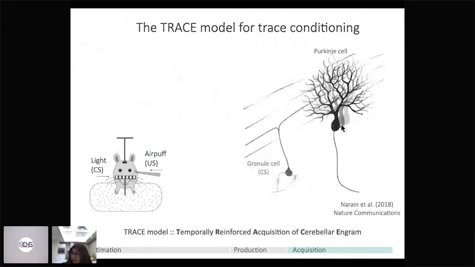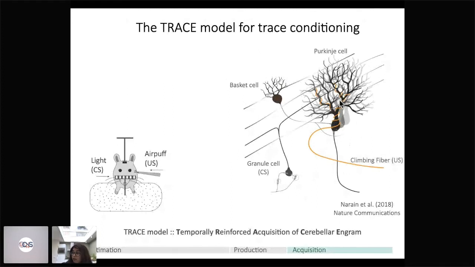And the idea is that the conditioned stimulus, the light, is coming in through the granule cell pathway. These axons of the granule cells ascend, split into T junctions, and then onwards they run parallel to the axis of the folium, and that's why they're called parallel fibers. Whereas the US, or the air puff, comes in through a separate pathway, and these axons entwine themselves as they climb up the arbor and are called climbing fibers.